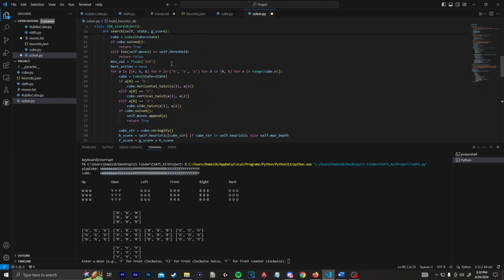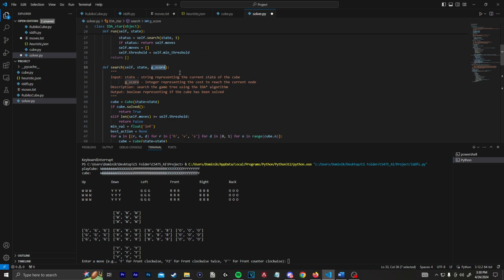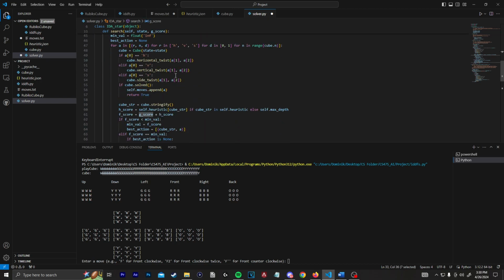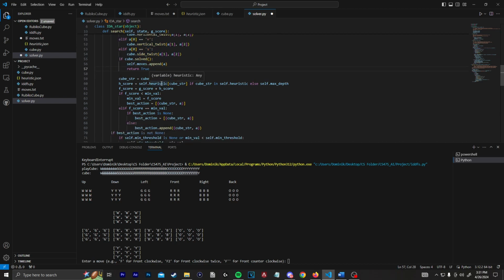Again, we're dealing with a heuristic, so we just find the best action, and we're given our state and our G-score. G-score initially is just going to be 1. Here it's going to apply to moves. If it's solved, then we append the moves. Then we return true, we found a solution.